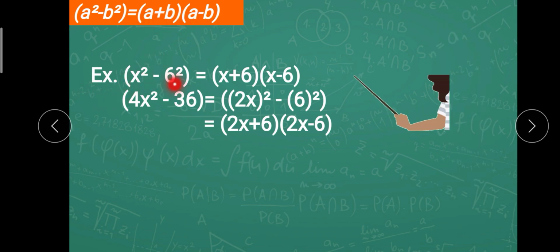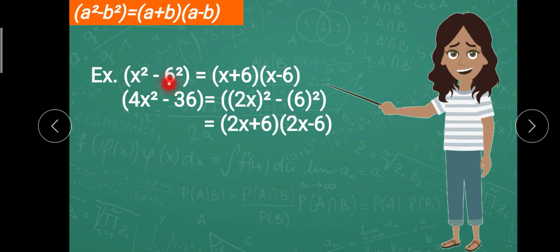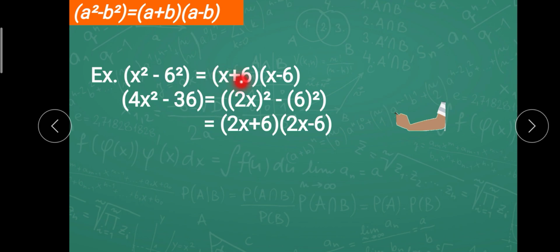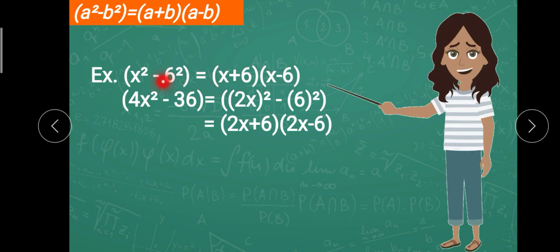So let us take an example. We have x square minus 6 square. So we can write x square minus 6 square as (x plus 6) times (x minus 6), because here our a square is x square and our b square is 6 square.